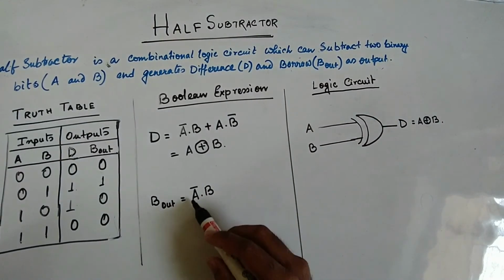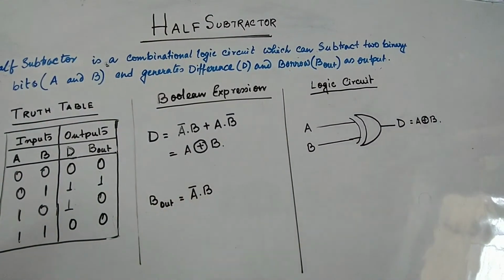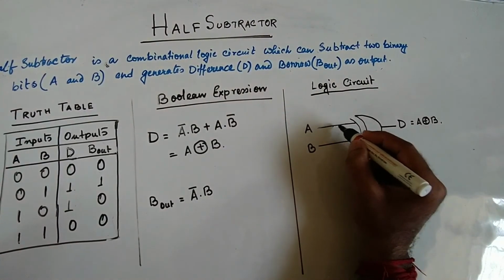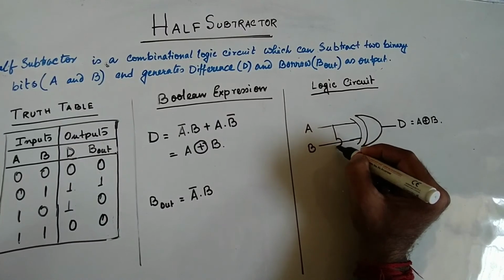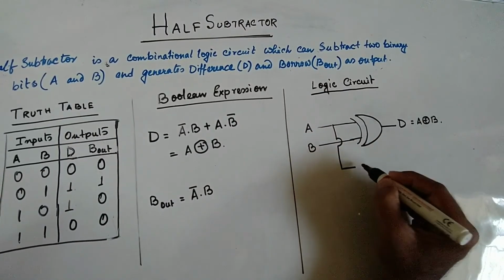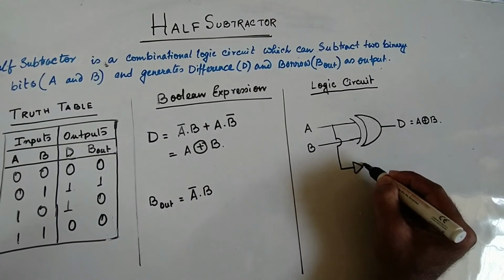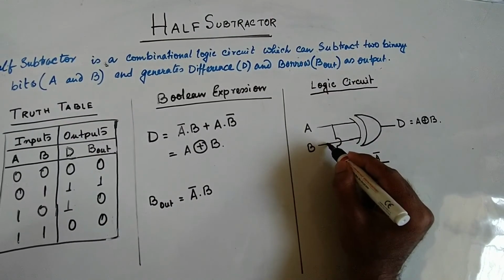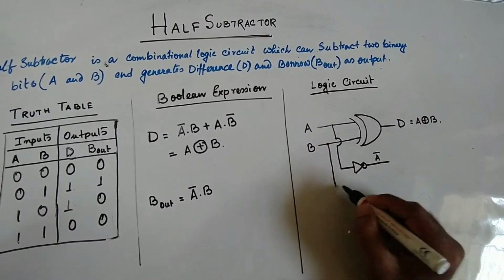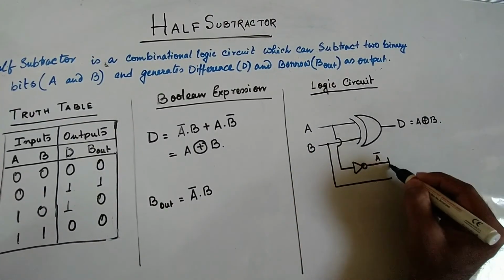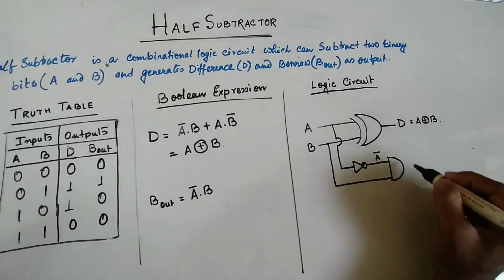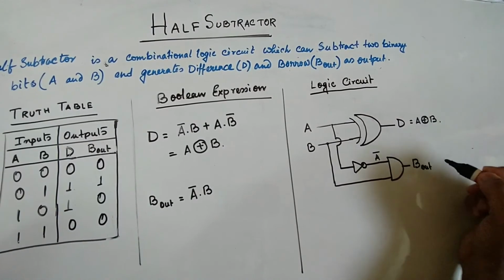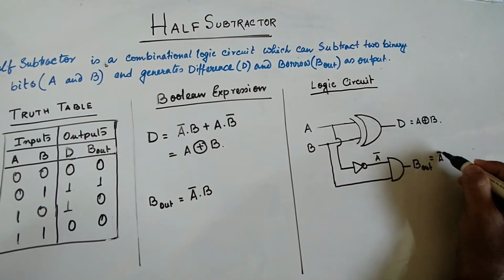And to construct this A complement B, first we have to make the complement of this line A. So we require a NOT gate. Here we made the complement and we have taken this line B and we require one AND gate. So this is B out, which is equivalent to A complement B.